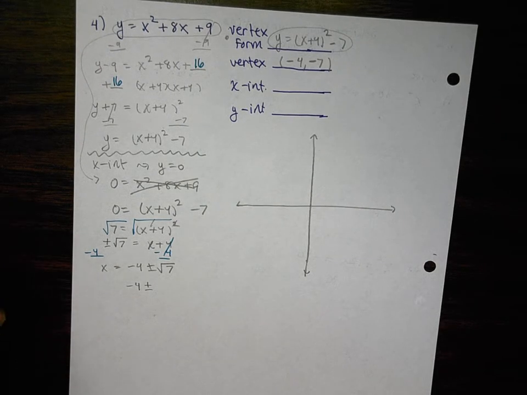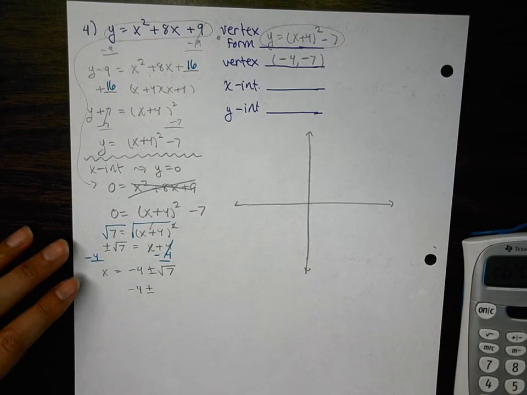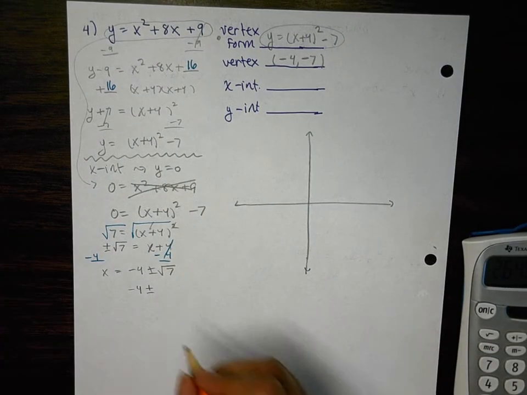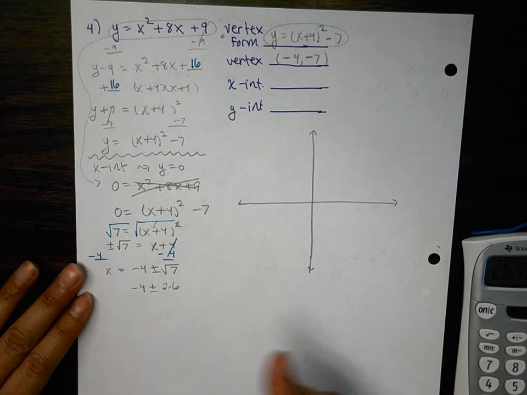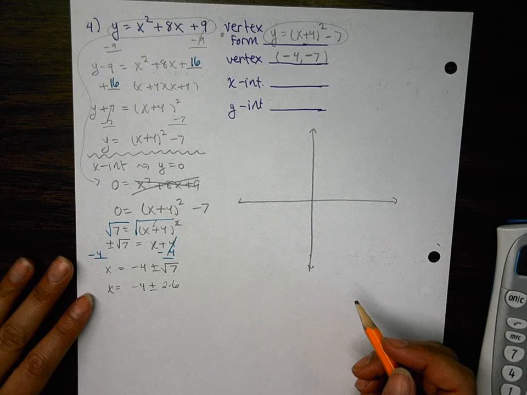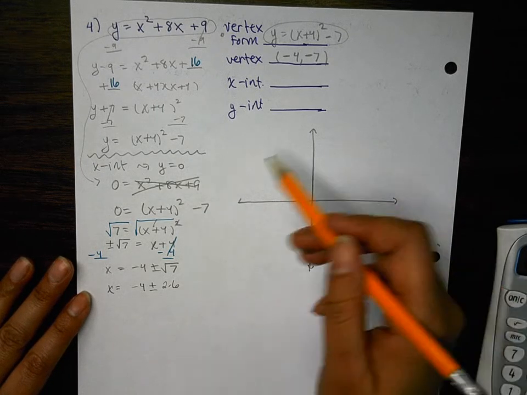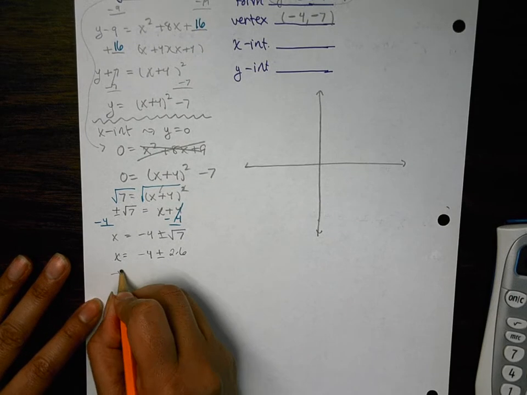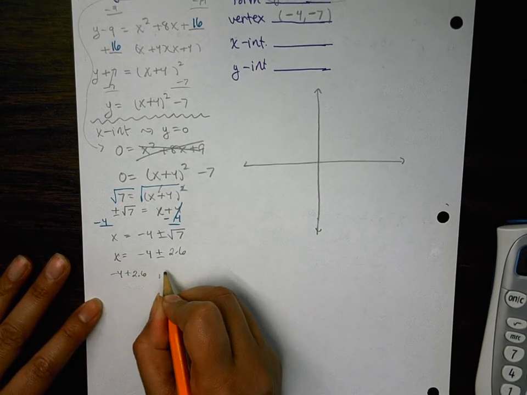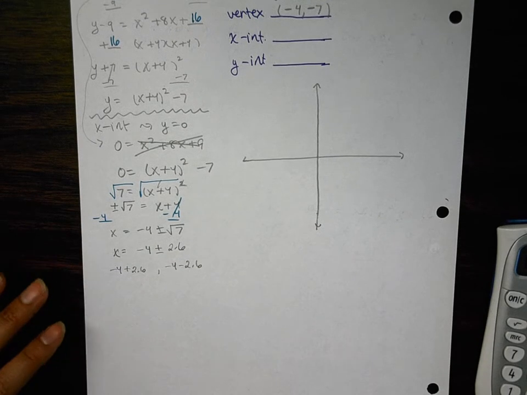Okay, negative 4 plus or minus, I told you guys to get calculators. Can you take the square root of 7 in your calculator? Is it 2.6? 2.645, so can we say 2.6? Okay, so can anybody remind the class why we're doing decimals when we haven't done it before? Because we're going to graph. All right, so break it up: negative 4 plus 2.6 and negative 4 minus 2.6.